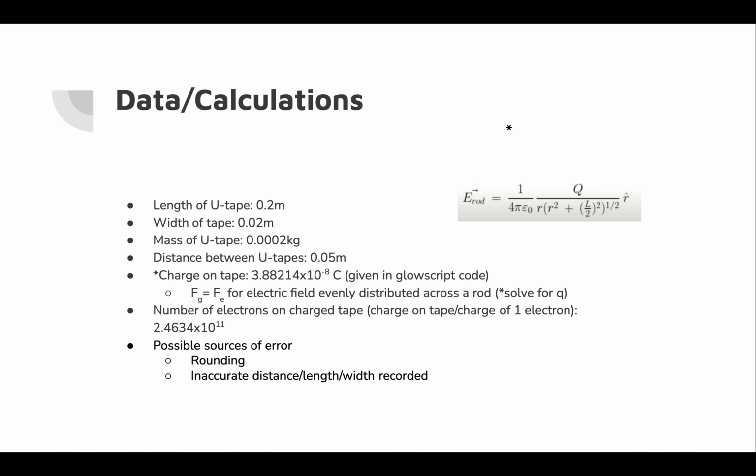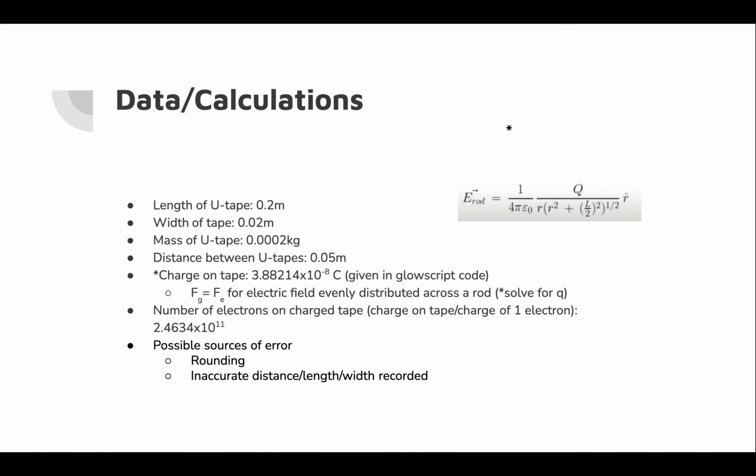On the slide is the data and calculations for this experiment. The length of the tape was 0.2 meters, the width of the tape was 0.02 meters, the mass of the tape was 0.0002 kilograms, and the distance between the tapes was 0.05 meters. The charge on the tape, as calculated in GlowScript, was 3.88214 times 10 to the negative 8 coulombs, and you solve for this by setting the force of gravity equal to the electric force from the field of the rod, and solving for Q.